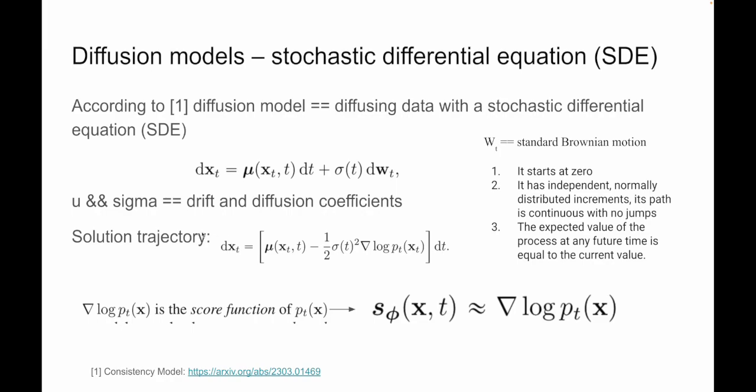Okay, with that information, the author also said that the reverse process can be seen as the solution trajectory here: dxt equals mu of xt minus 1/2 sigma t squared times the derivative of log pt(xt). The author mentioned that the derivative of log pt(xt) is the score function of pt(x). So we can use the score matching method to estimate the derivative of log pt(x). In this way, we can actually compute it.